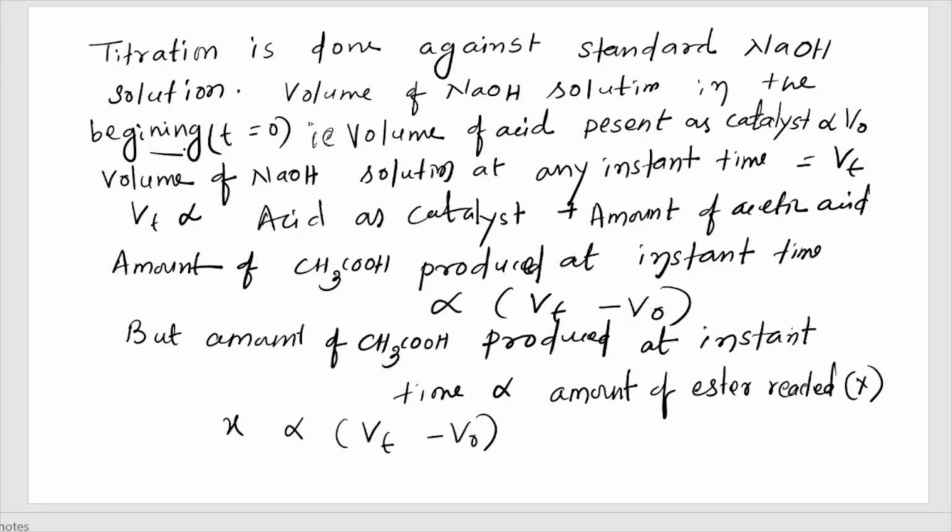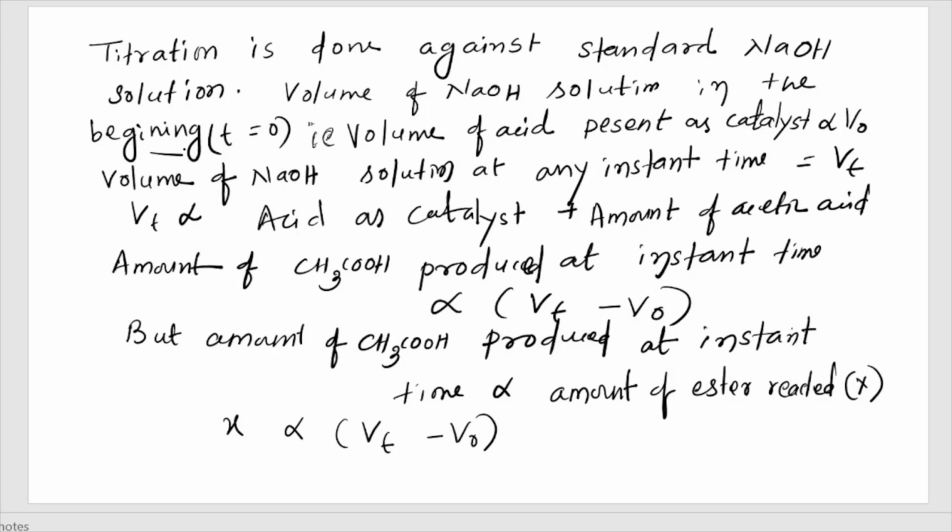Are you clear? Again, when time is 0, the volume of acid used as catalyst is proportional to V0. V0 means the volume of NaOH at time T0. Similarly, Vt is proportional to the acid as catalyst plus the amount of acetic acid, which is equivalent to the volume of NaOH at a particular time. Acetic acid is on the product side. So the amount of acetic acid produced at an instant time is proportional to Vt minus V0, where V0 is at time T0.